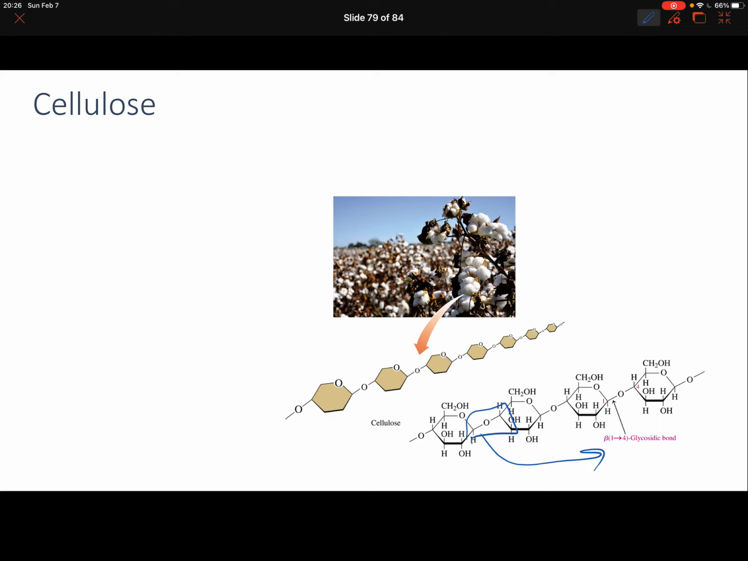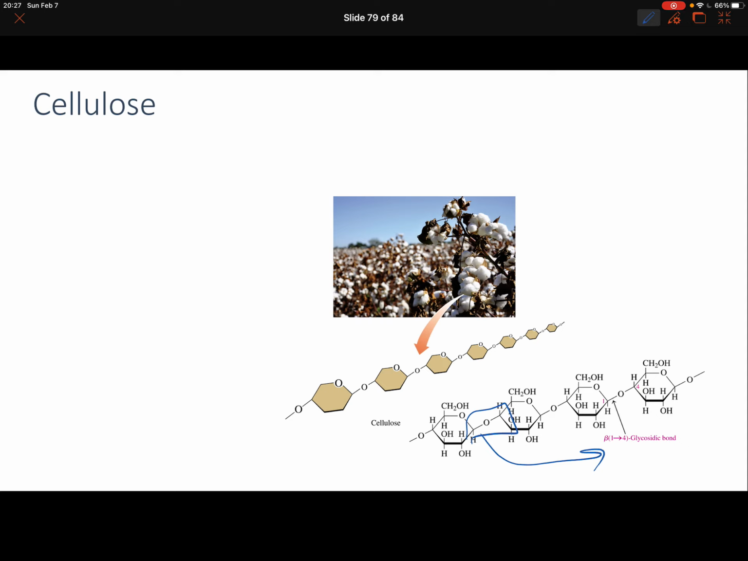We find it in wood and fibers. This is what makes them tough. It's more resistant to hydrolysis than regular starch. It can't be digested by humans because we don't have the enzyme to break down beta 1,4 glycosidic bonds. And so essentially, cellulose is a really good fiber. It doesn't dissolve in water, and we can't digest it.